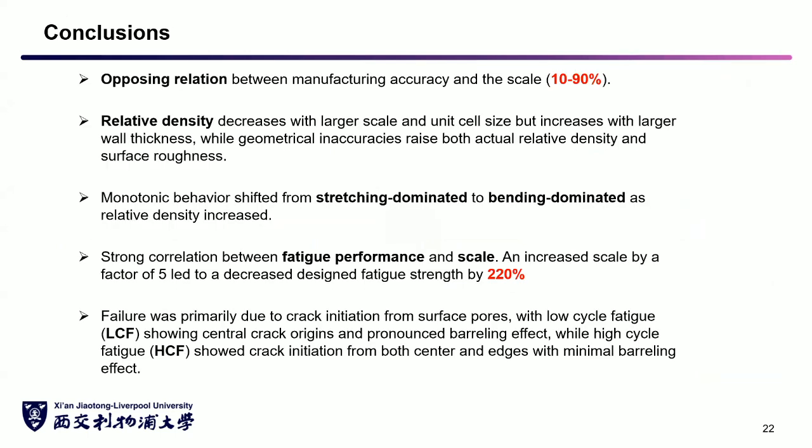So, conclusion. Here we can observe the opposing relations between the manufacturing accuracy and the scale, from 10 to 90%. Relative density also plays an important role in this case, while the geometric inaccuracy is raised with both the actual relative density and the surface roughness. For the quasi-static deformation, the monotonic behavior shifted from stretching dominated to bending dominated. And there is a strong correlation between the fatigue performance and the scale, reaching around 220%.